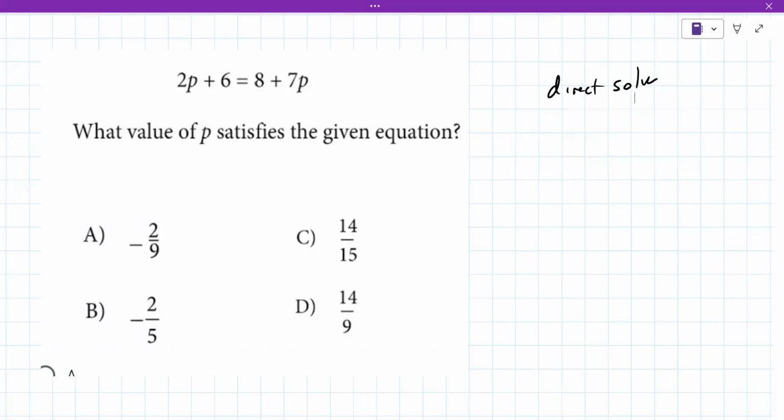Okay. How do you do that? Just like you did in the previous problem. You have to get the variables on one side, the numbers on the other. This is something you did a little bit earlier in the course, but it should be something that's still familiar to you.